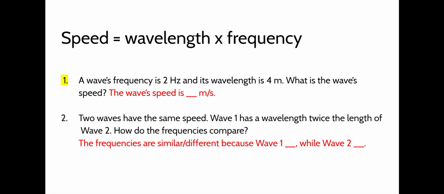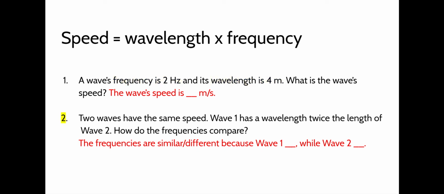A wave's frequency is 2 hertz, and its wavelength is 4 meters. What is the wave speed? So we're going to have to do some multiplication here in our formula. We need to focus on these two values and go ahead and calculate and report that speed.